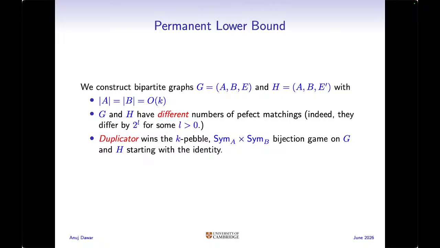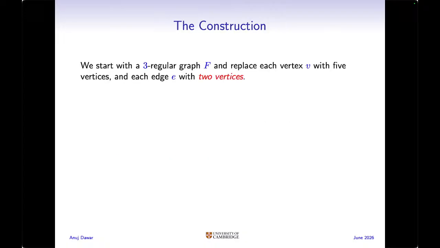And as I say, we actually give a construction where the number of perfect matchings differs, in fact, by a power of 2, which means that the value of the permanent is distinct in any field of characteristic other than 2. Okay. So how do we construct this pair of graphs? This comes from a variation of a standard construction known in logic as the CFI construction.